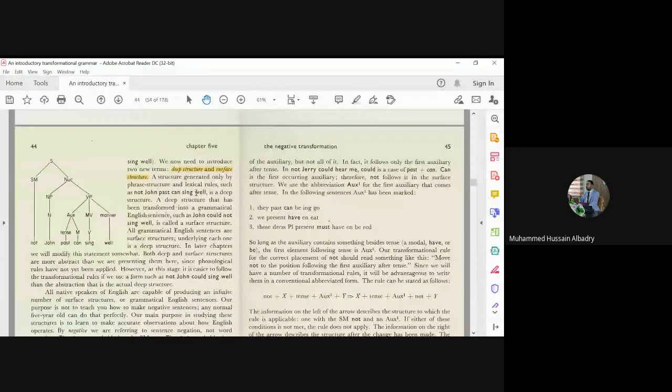A structure generated only by phrase structure and lexical rules such as not John past can sing well is a deep structure. واضح؟ فهمنا طلاب انه هاي deep structure. This is deep structure. Not John past can sing well.